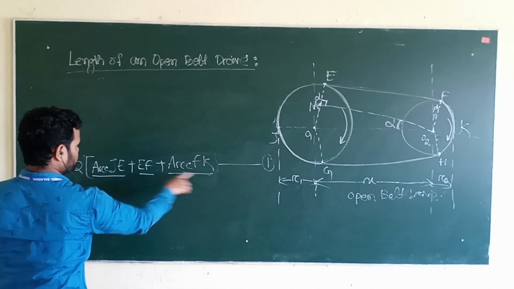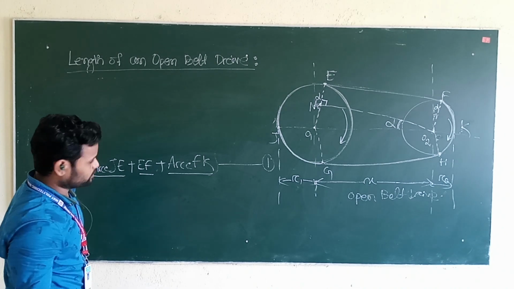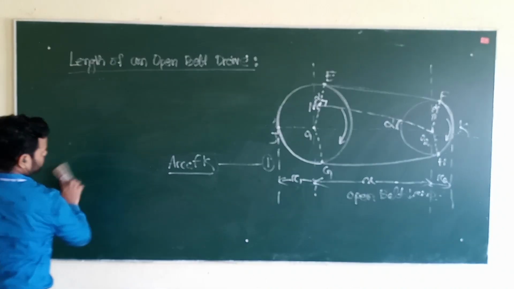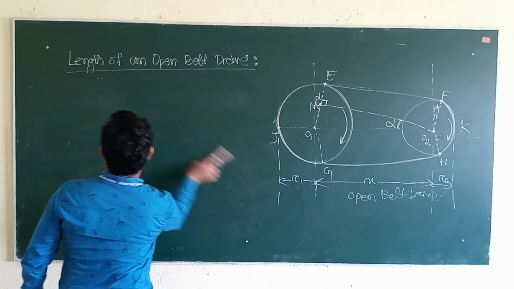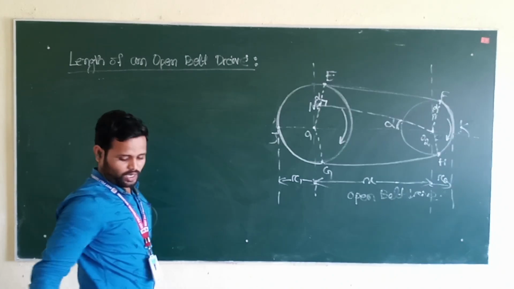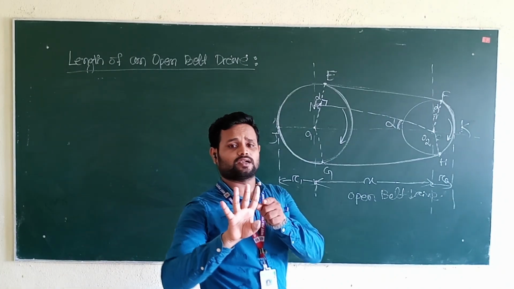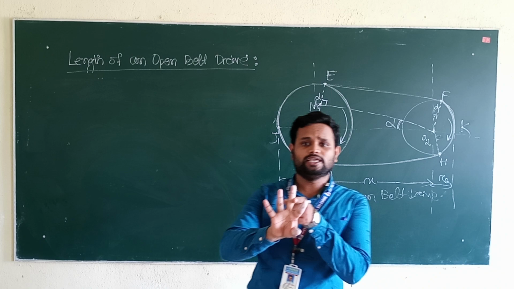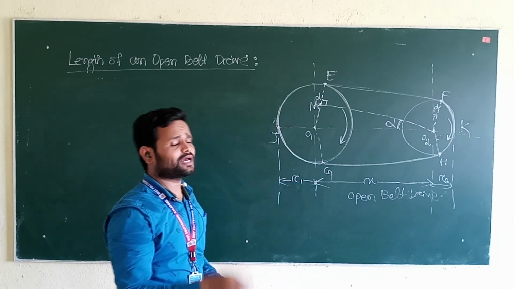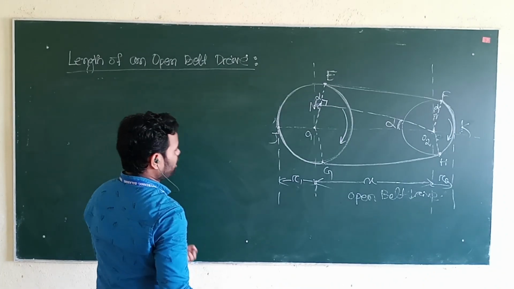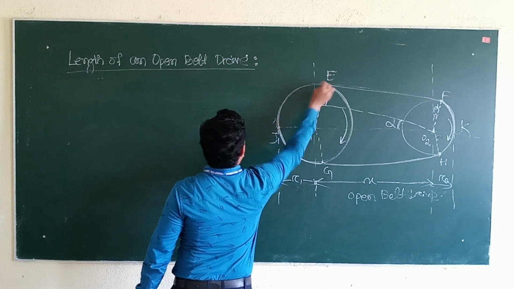I will write this equation 1 above, right? So in equation 1, there are 3 parts, that is arc JE, next EF, next arc FK. So we will calculate these three values. First we will calculate what is arc JE.